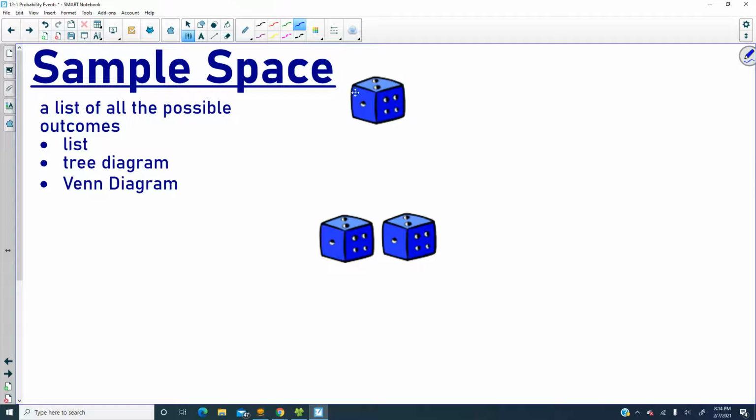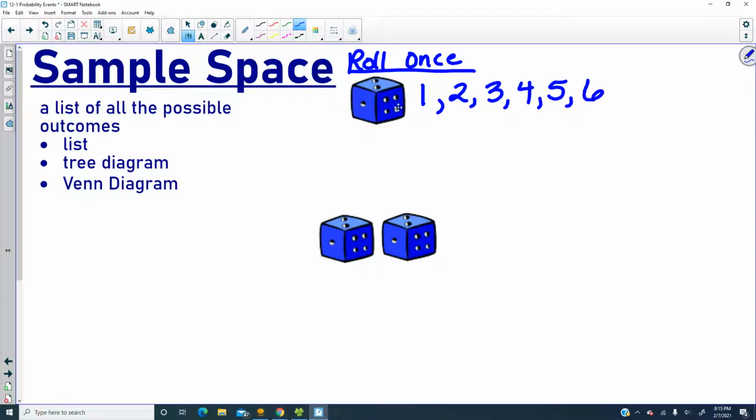If I have 1 die, and I roll it 1 time, so roll once, 1 die, 1 time, then all the things that could happen, I'll just make a list, and I'll call that the sample space. I could get a 1, a 2, a 3, a 4, a 5, or a 6. Those are all the possible things that could happen on a standard 6-sided die. Roll it and get. Those are all things that could happen.